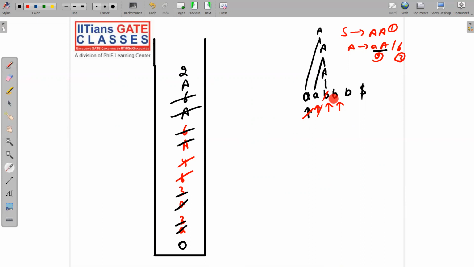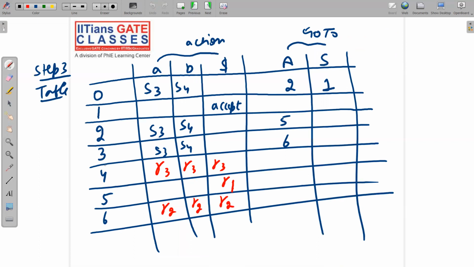Now see, 2 on small b. So b will be pushed onto the stack and 4 will be pushed onto the stack. Okay, and lookahead will move one symbol to the right like this. Okay, see here, 2 on small b is S4 only. So b is pushed into the stack, 4 is pushed into the stack.